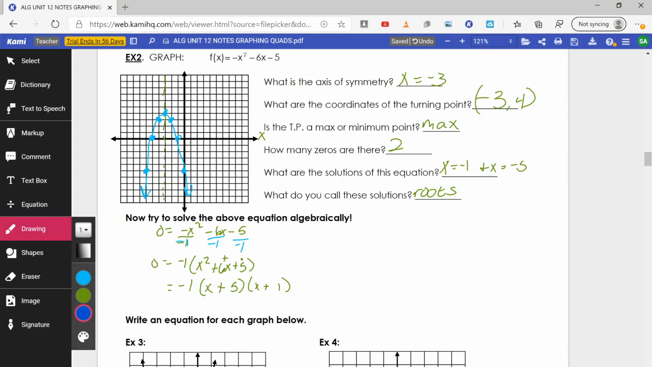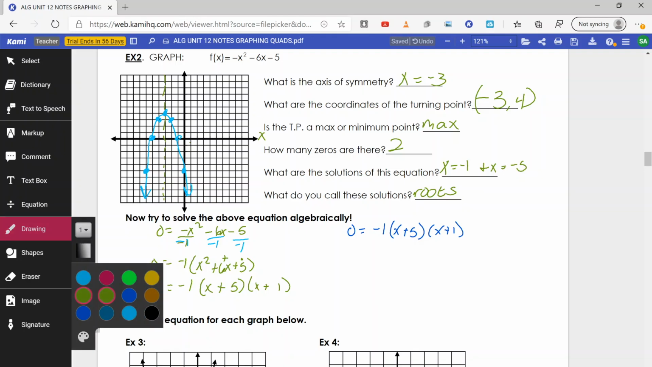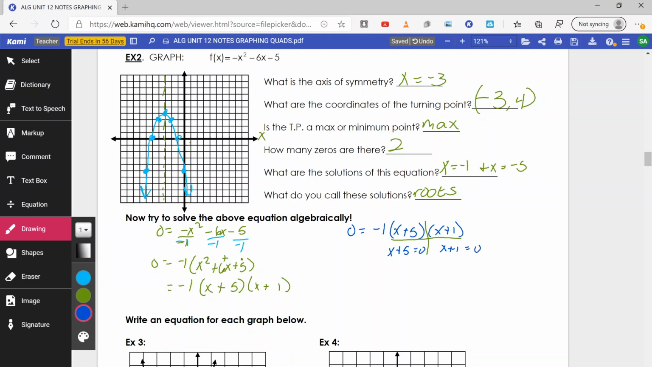Now we have the factored form of our equation, -1 times x plus 5 times x plus 1. I want to know the values of x that give me an answer of 0. So I'm actually going to ignore -1, there's no x involved. I just split up our parentheses and set each one equal to 0. So x plus 5 gives me 0, and x plus 1 gives me 0. I'm going to subtract 5, so we get x equals -5. And we subtract 1, and we get x equals -1.